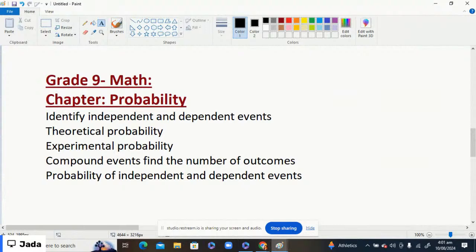So today we are here for grade 9 maths. The chapter we discuss today is probability. Here is the list of lessons: identify the independent and dependent events, theoretical probability, experimental probability, compound events, find the number of outcomes, and probability of independent and dependent events.